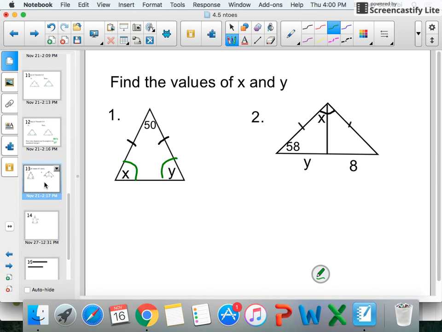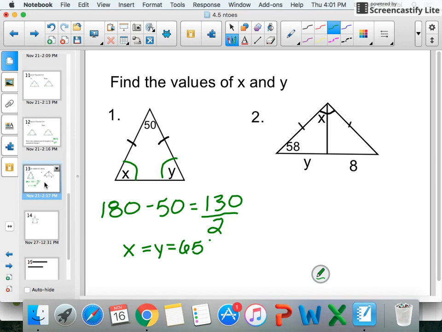So the sum is 180 degrees. Well, we already have 50 of it, so we're going to subtract the 50 degrees to see how many degrees we have left, and that's 130 degrees. And then if we know that x and y are congruent, we can just divide the 130 by 2. So then we know that x is going to equal y, and they're both going to equal 65 degrees. And you can check your answer by plugging that into the triangle. 65 plus 65 plus 50 should give you the 180.